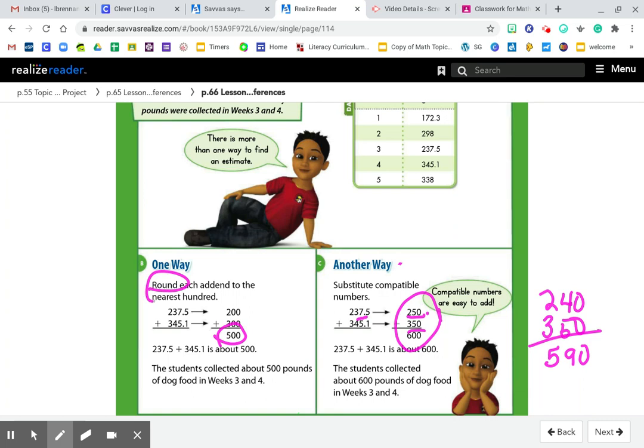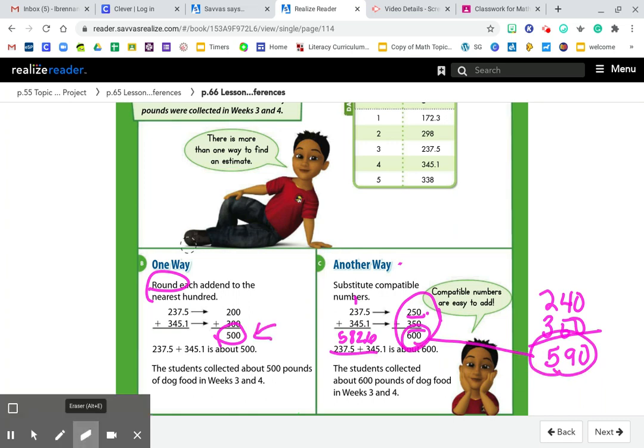So let's just, for fun, let's see how much our actual answer is here. So when we're going to add 5 plus 1 is 6. 7, put our decimal there. 7 plus 5 is 12, carry the 1. 4 plus 3 plus 1 is 8. And 3 plus 2 is 5. So our actual number is 582.6. So you can see these two rounded with compatible number answers are way closer to the actual answer than our old school rounding that we did in the younger grades. Rounding's okay, but we want to try to move closer to using compatible numbers. But either way is going to give you a rounded answer.